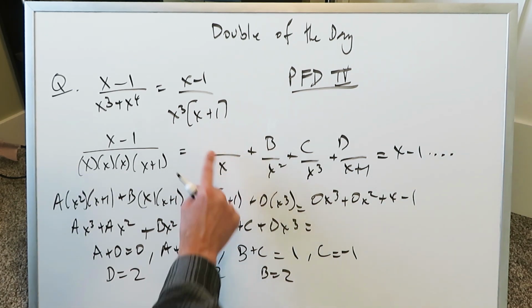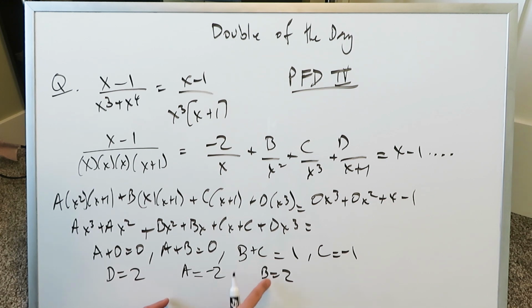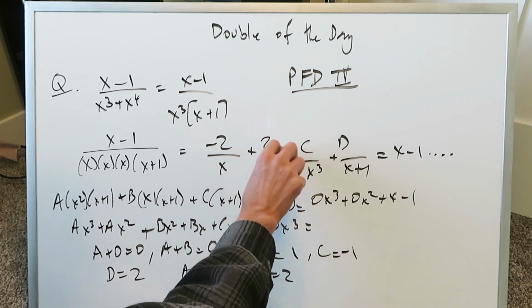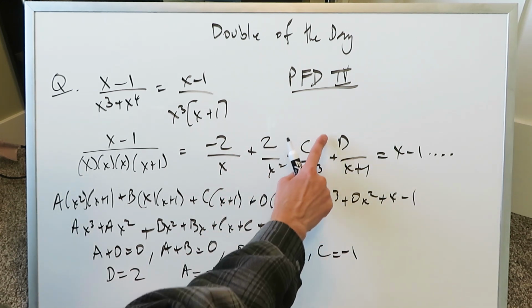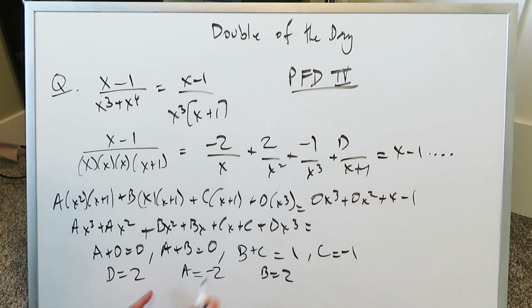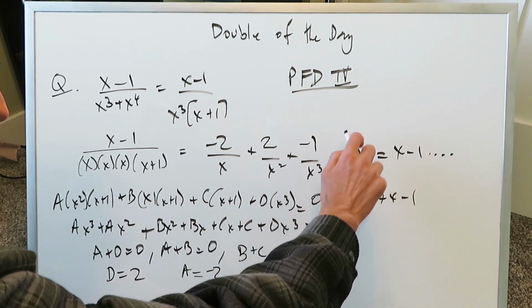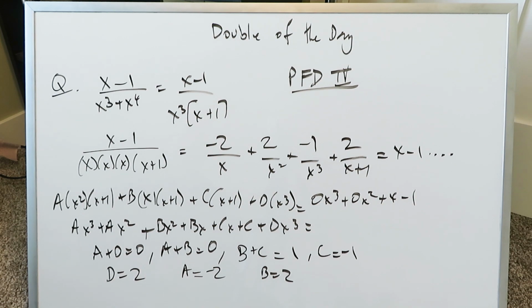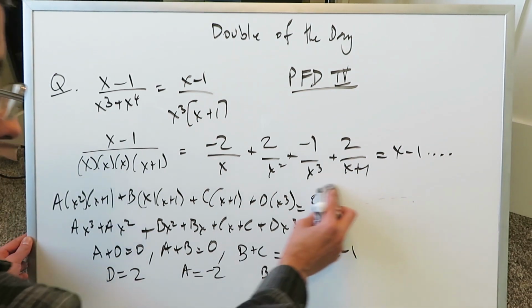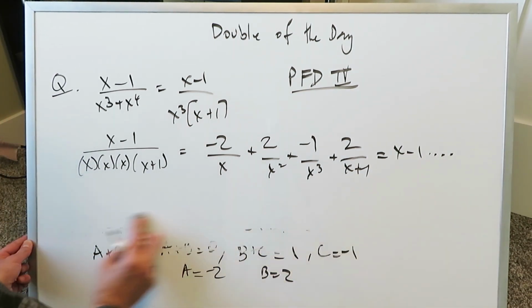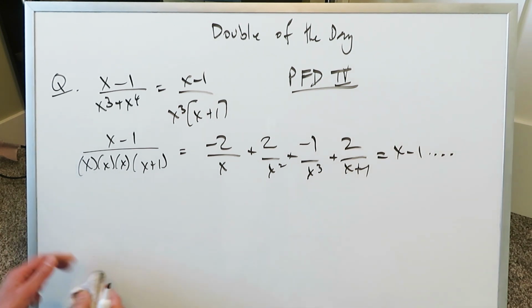Put them in here. A is equal to minus 2, put that in. B is equal to 2, put it in. C is equal to minus 1, you can put that in as well, and D is equal to 2, and we'll squeeze that in. So now what I want to do is erase this part here on the bottom and work it out in terms of a neat presentation for you with a finalized answer.